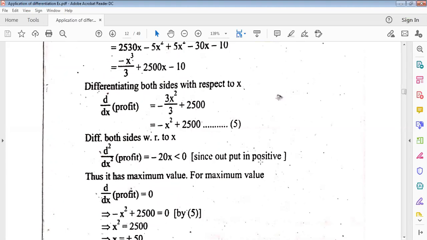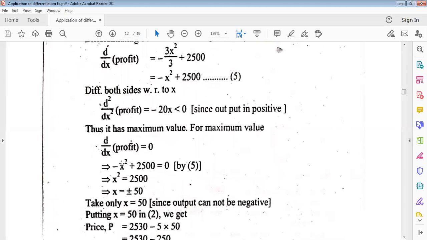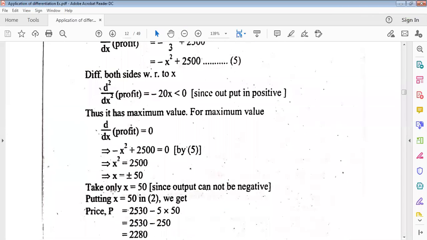Since output is positive, for maximum value, first derivative will be what? 0. First differentiation must be 0 to find out the value of x. That means dP/dx equals to 0. dP/dx value, what? Minus x square plus 2500 equals to 0. That means x square equals to 2500, x equals to only 50. Positive sign will be accepted, negative not. Number of units can never be negative. This is why take only positive one. This is why x equals to 50.